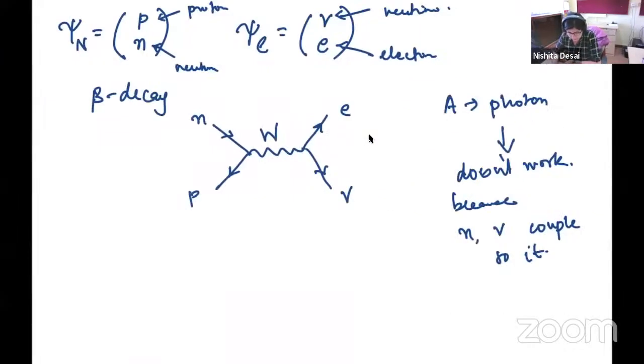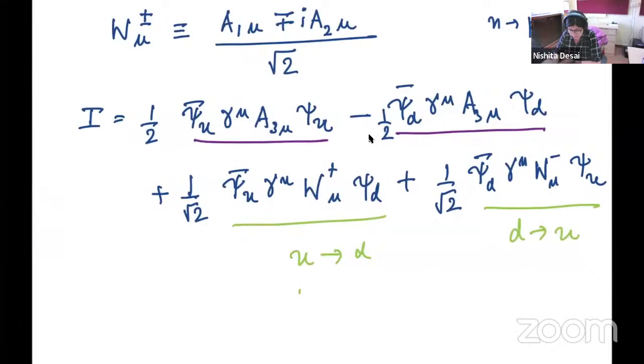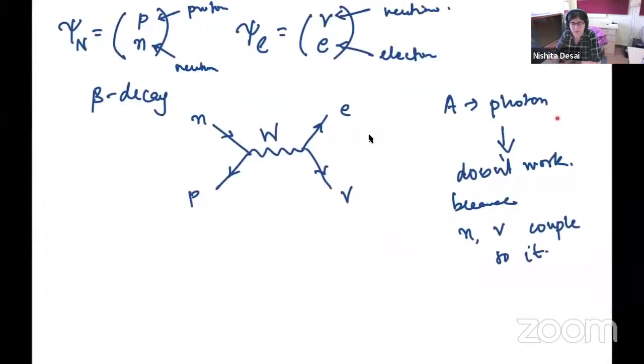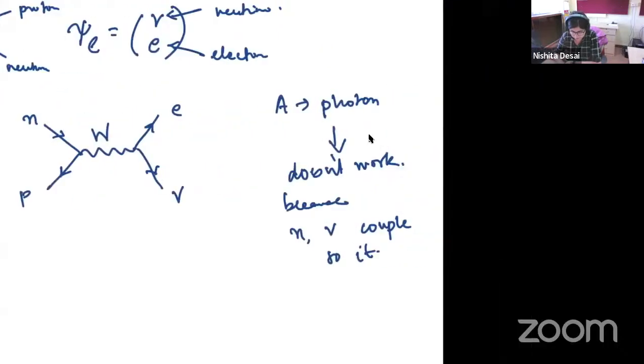However, we saw that this model has a chargeless gauge boson as well, but it doesn't correspond correctly to the photon. The photon is massless and it doesn't couple to the neutron and the neutrino, so it doesn't work. So we know this toy model isn't right. What we want to do now is to go to the real model, the one that describes the universe, which we call the standard model. That is the goal of today.